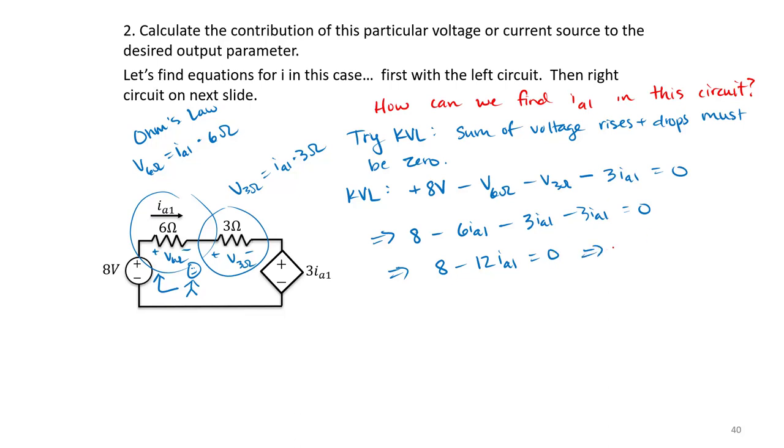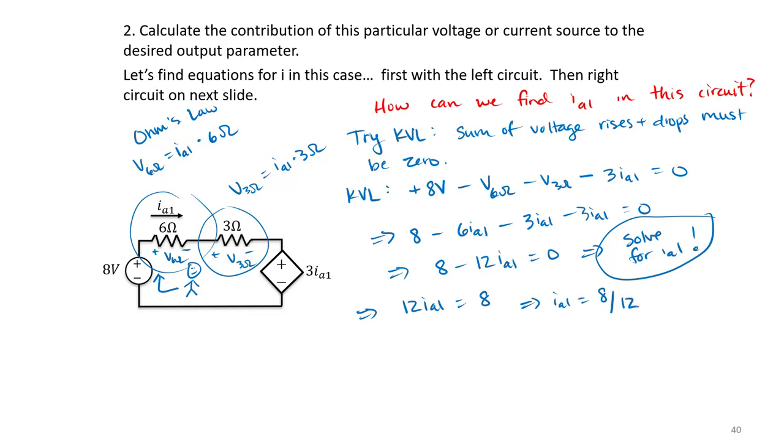Interesting, right? Because notice we can solve for IA1. And if we do this, we determine 12 IA1 is equal to 8. So IA1 is 8 divided by 12, which is, by common denominator, equal to 2/3 amps.